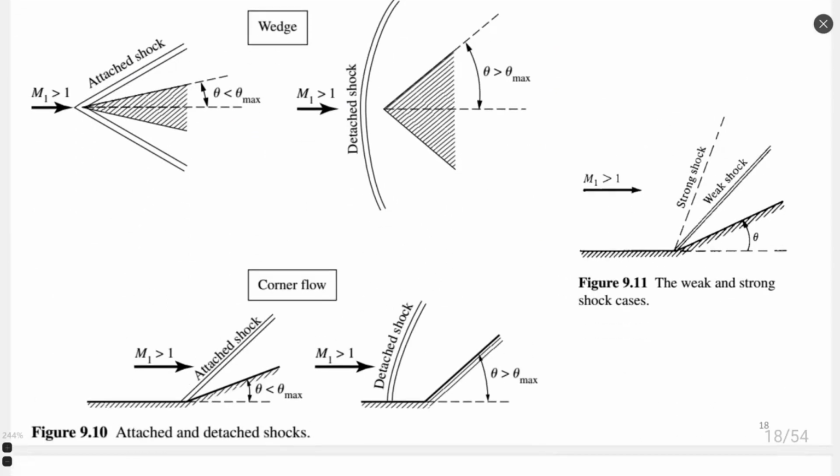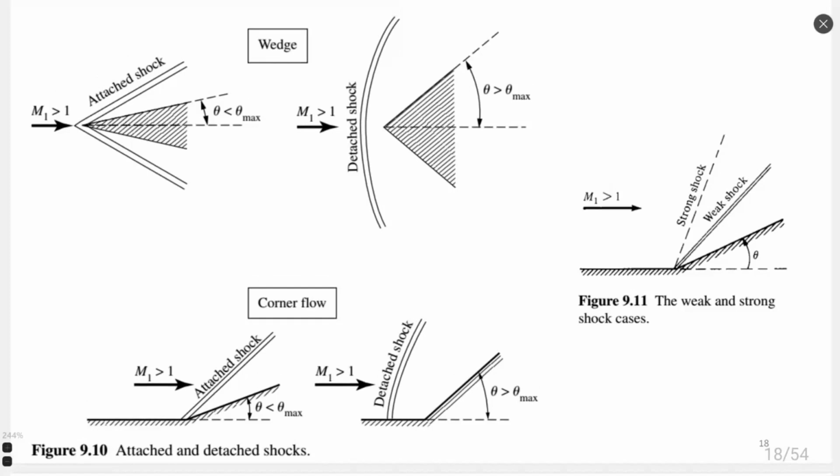This is what happens when we are inside or outside the limit on theta. Anderson explains with pictures. When we have not yet reached the limit of theta max, the maximum possible angle of the body, we receive an attached shock wave, and this shock wave is oblique. And if we exceed the angle of the body, the flow becomes detached, right? And it usually has a bow configuration.